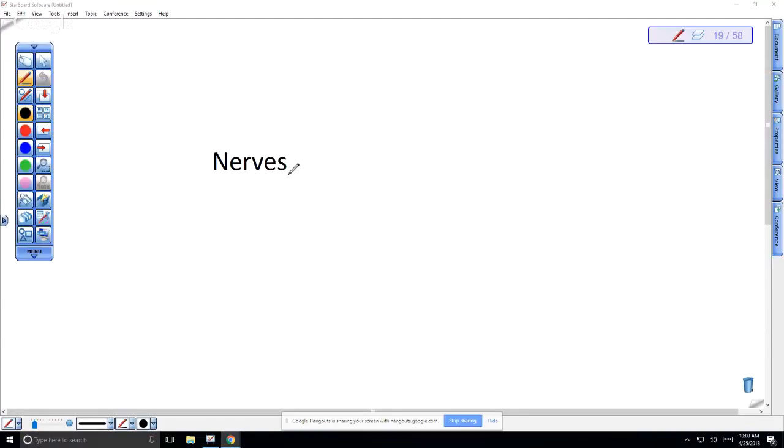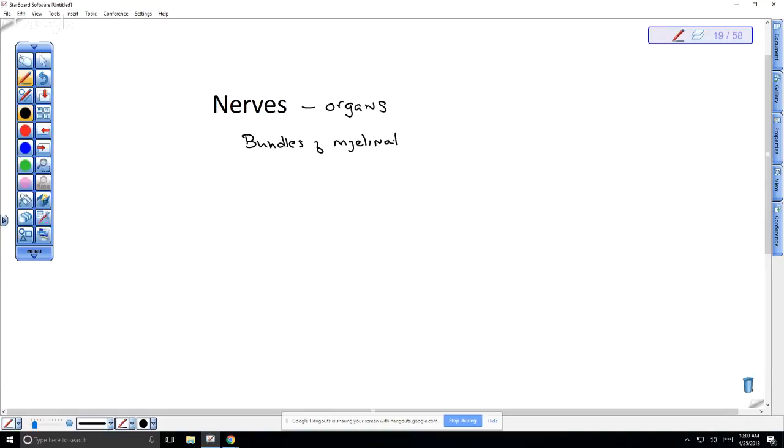Okay, so we're talking about the peripheral nervous system. So remember that nerves are not found in the brain or the spinal cord. And the other thing about nerves is that they are actually organs. So they are not just nervous tissue. So they're considered organs. And the reason for this is that there's not just nervous tissue, there's actually connective tissue, and there's actually blood vessels that serve the nerve and provide nutrients. And so remember when we talk about nerves, these are bundles of myelinated axons.